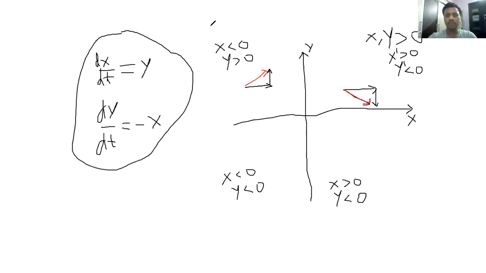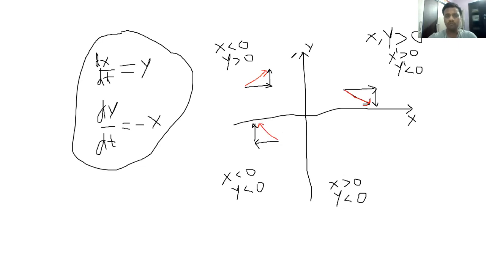And if I do this quadrant, x is negative, y is also negative. So if y is negative, dx over dt will be negative. dx over dt is negative means in this direction, and dy over dt, x is negative, so that will be positive. dy over dt will be positive means in this direction. So what will be the resulting direction? The resulting direction will be this, of the trajectory in this quadrant.